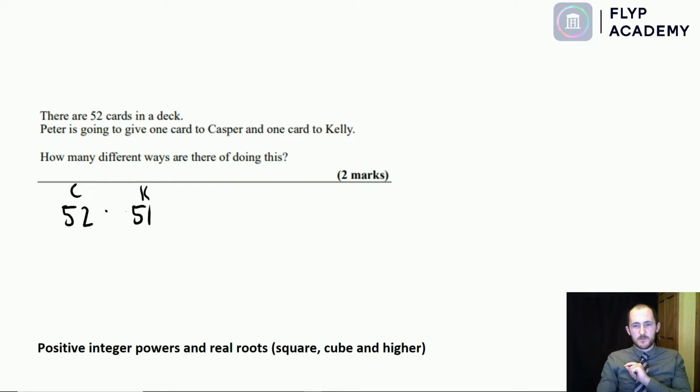So again, just like in the previous question, we multiply this together. Okay, so again, if you just use a calculator, this kind of thing would normally appear on a calculator paper. You get a total combination of 2,652. Pretty damn big. Hope that all makes sense.